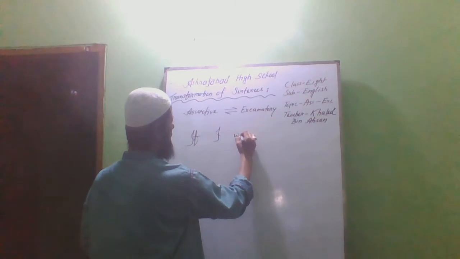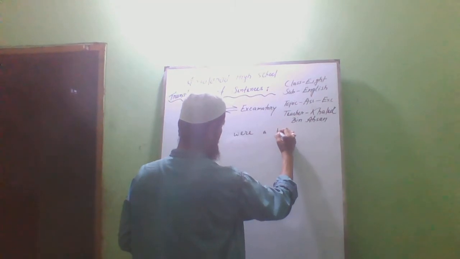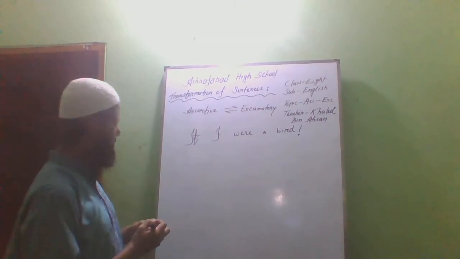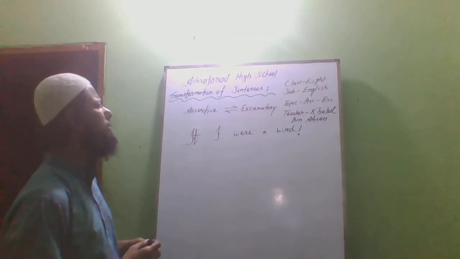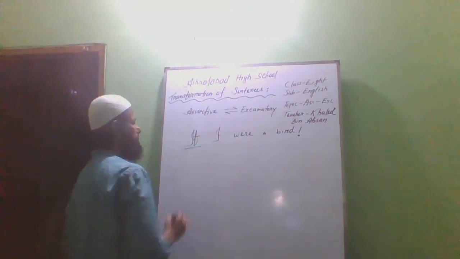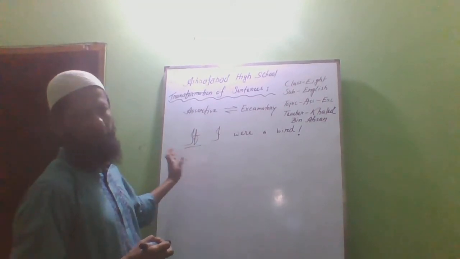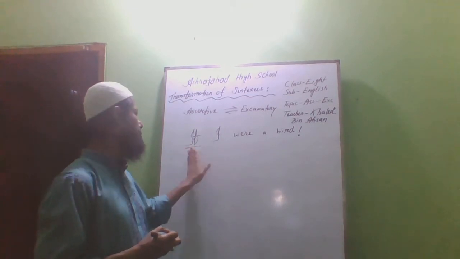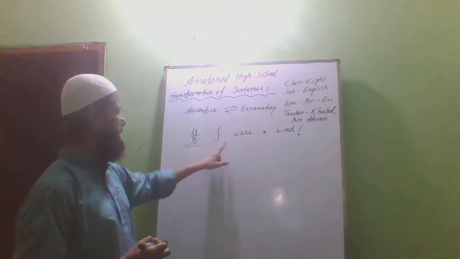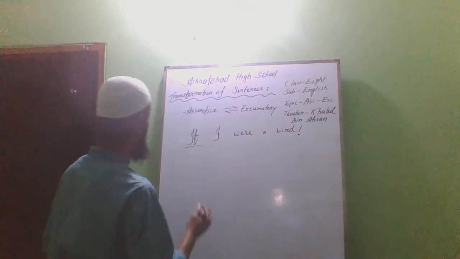If I were a bird, this is an exclamatory sentence. If I were a bird. We have already learned that if you find wish in an assertive sentence, then we use if for exclamatory. And as we have found if in this exclamatory sentence, so we should use wish to make this sentence into assertive.